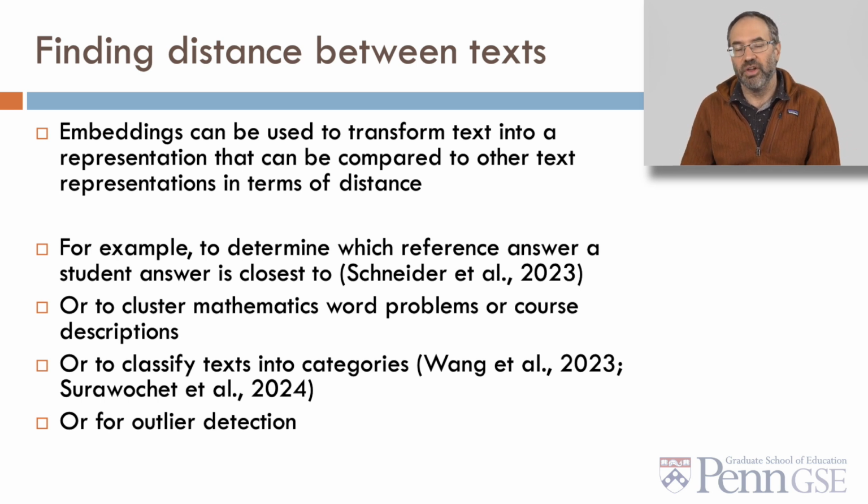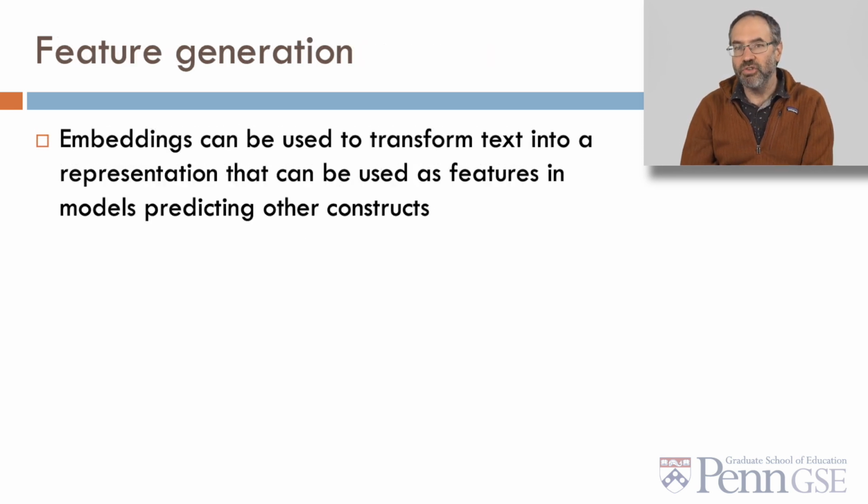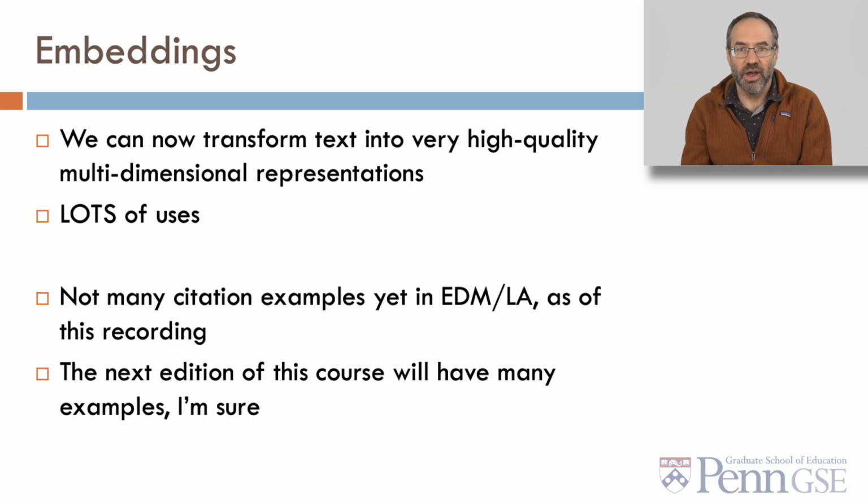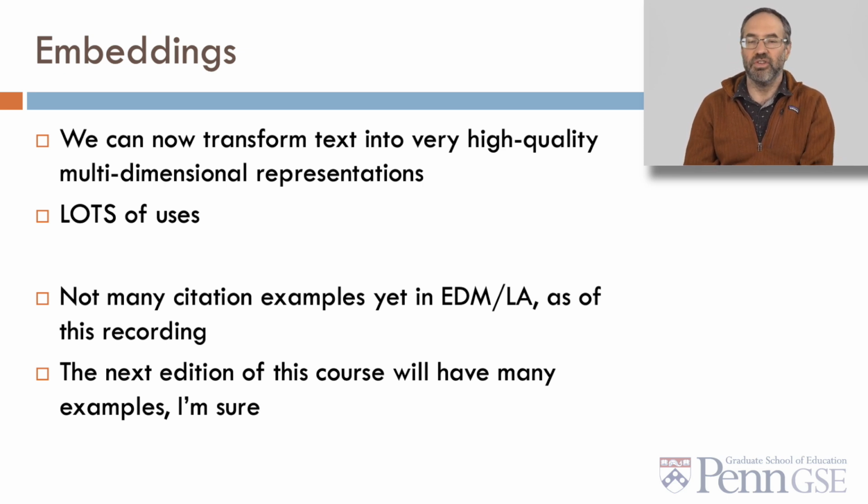Lots of applications. Embeddings can also be used to transform text into a representation that doesn't even need to be used in a large language model. It can be used as features in models predicting other constructs. So, we can now transform text into very high-quality multidimensional representations, and there's lots of uses. There aren't many citation examples yet in EDM Learning Analytics as of this recording, but I feel very confident that the next edition of this course is going to have a bunch of these examples.